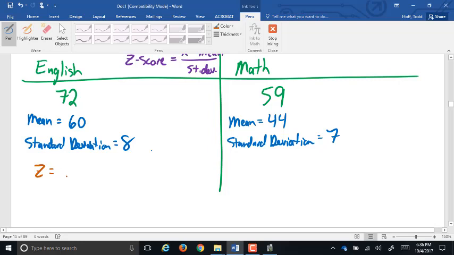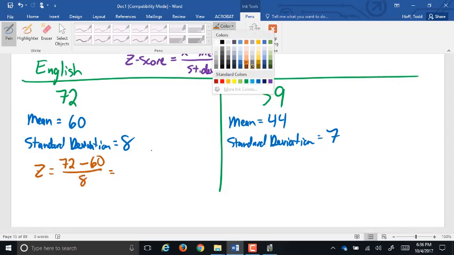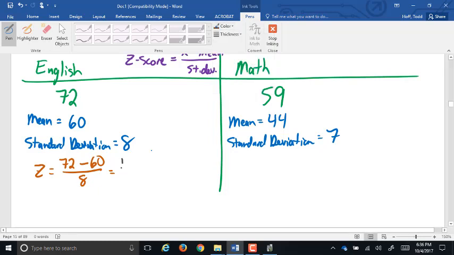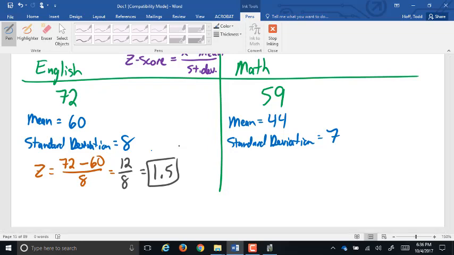So the Z-score for our English test, what was the value for the English test? 72 minus, what's the mean? 60. And it'll be over the standard deviation, which is 8. So 72 minus 60 is 12. 12 divided by 8 is 1.5. You get a Z-score of 1.5. What that is saying is your test score of 72 is 1.5 standard deviations above the mean.